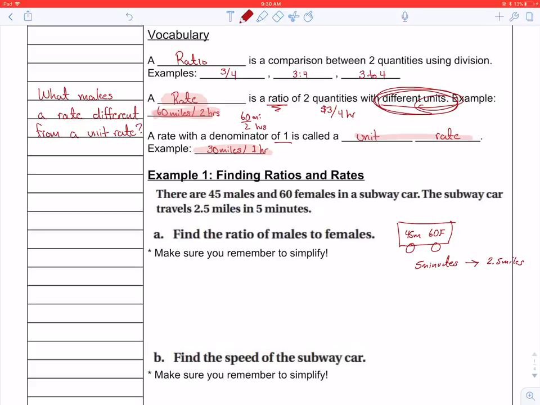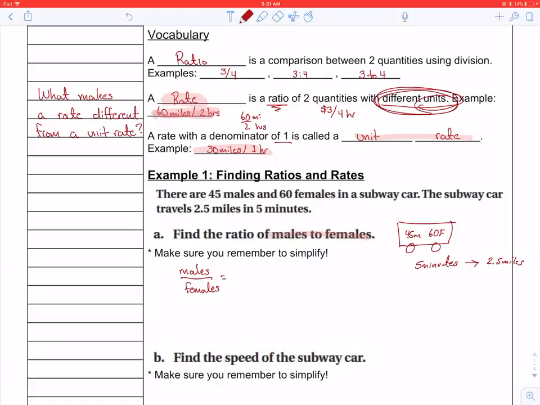And a ratio, if we look back at the vocabulary, is a comparison between two quantities using division. But something you might be asking yourselves is what goes on top and what goes on bottom? Does males go on top, females on bottom? How do you know? Regularly, the way we speak it is the same way we write it. So find the ratio of males to females. So you're going to do it in that order. Males over females.